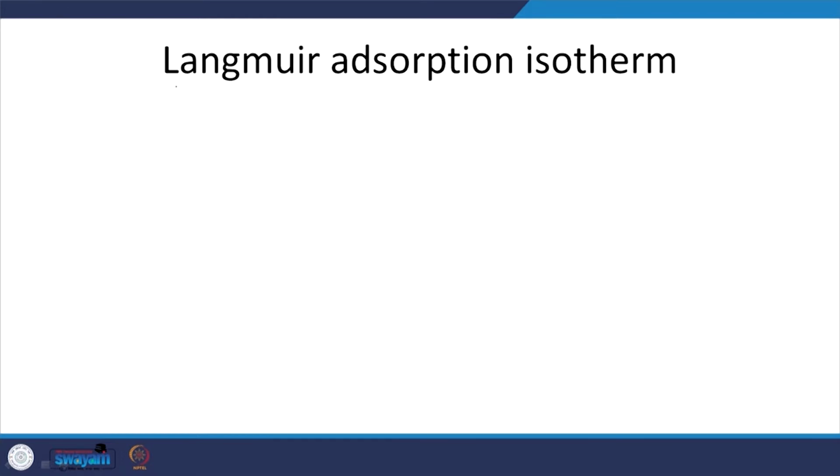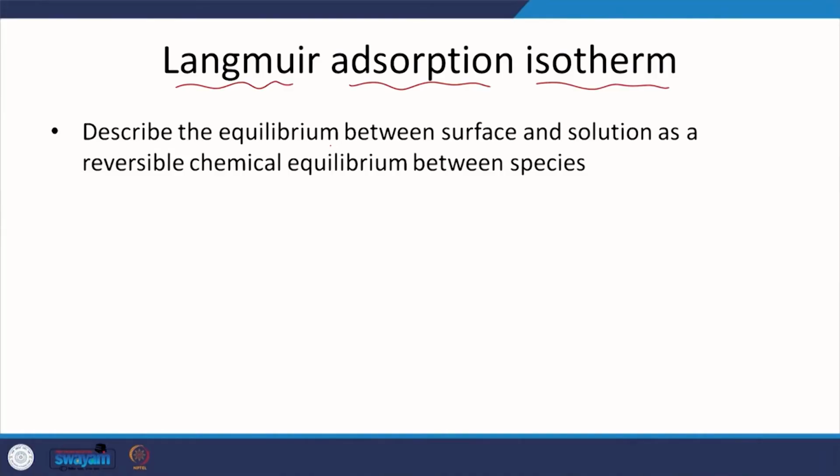And here we are going to move on to looking at the Langmuir adsorption isotherm. Here we are going to assume that there are a limited number of sites, and there is an equilibrium between the compound, the sites available for adsorption, and the adsorbed sites. So equilibrium between surface and solution, and we are assuming that it's a reversible chemical equilibrium between these species. The species are the surface and the relevant compound.